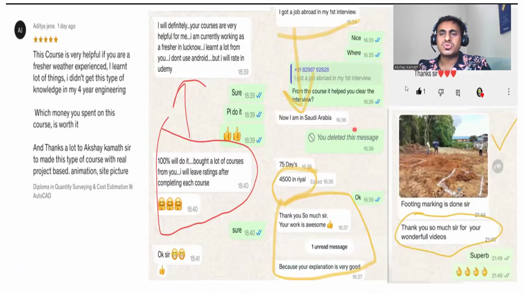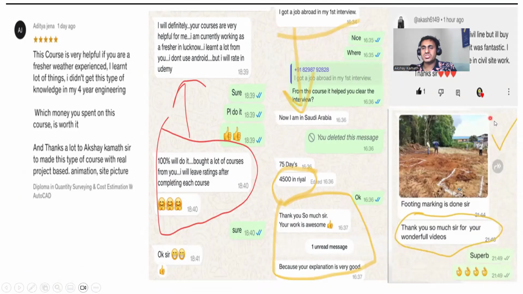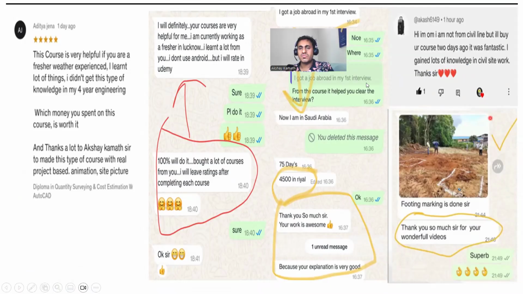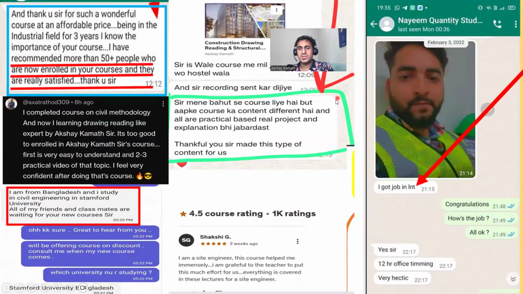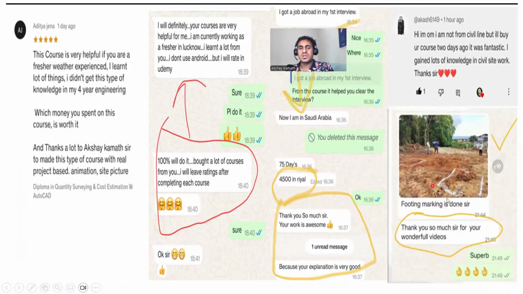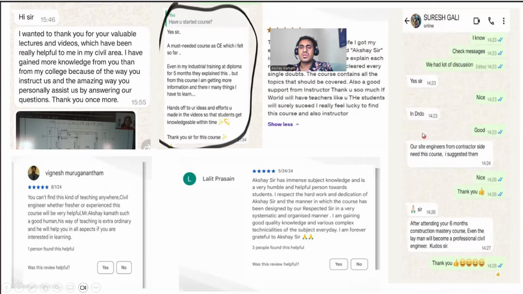And look, these are all students who learn the center line marking I teach here. These people are able to learn it online and then go and perform it on the construction site. You can see all these things, footing marking is done. This person is working in DRDO. Our site engineer from the contractor side needed this course, I suggested it to them.